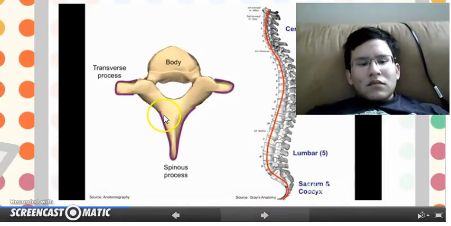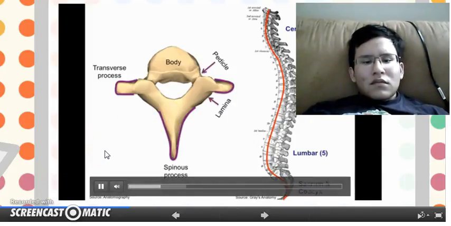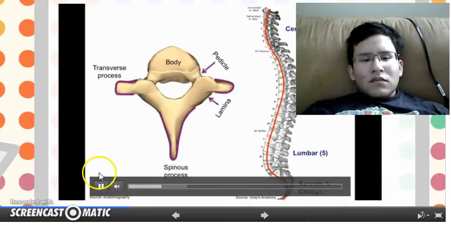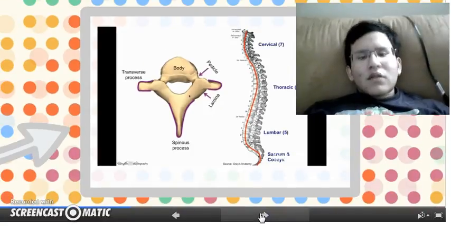From the transverse process to the spinous process, we have the lamina. Together, the pedicle and the lamina create the vertebral arch. Okay, let's continue.